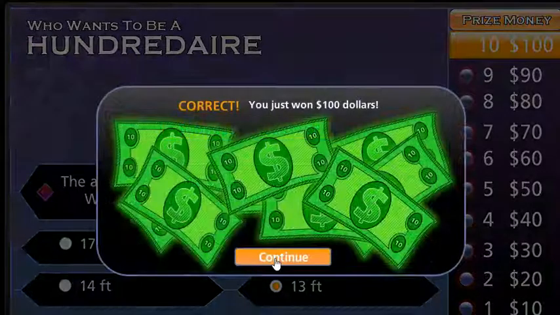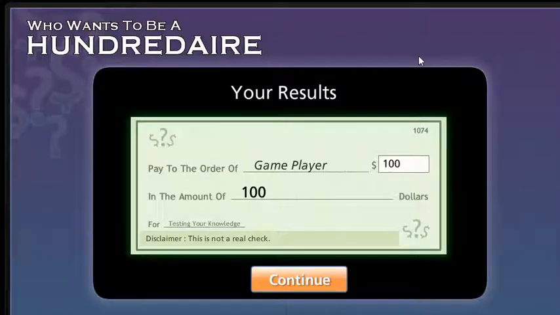And then we get to see what it looks like when you win. Look, the same looking check with just a different number on it. Alright, that's how you can win the game.